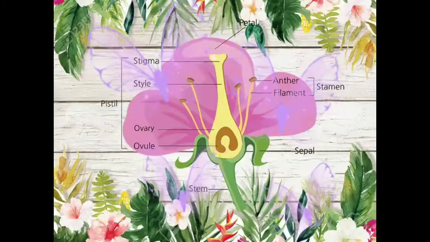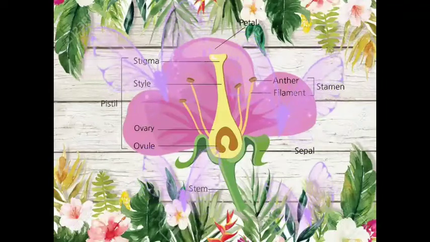Okay, the petals are the brightly colored parts that attract bees, insects, and animals. Some flowers have bright petals, while others are pale in color. Then the second one is the male part of the flower. They are the anther and filament.